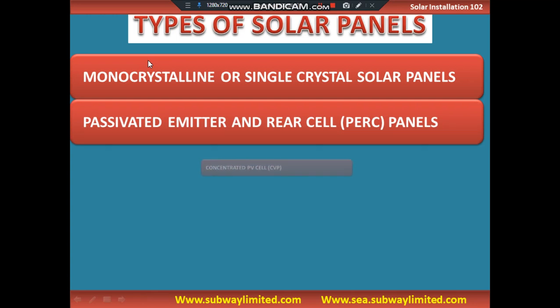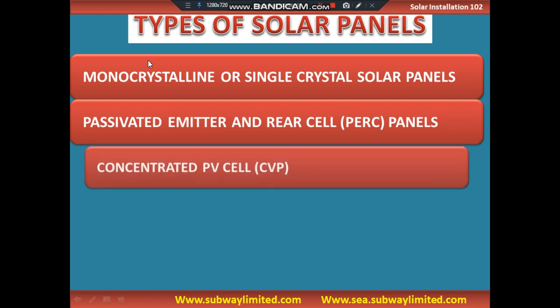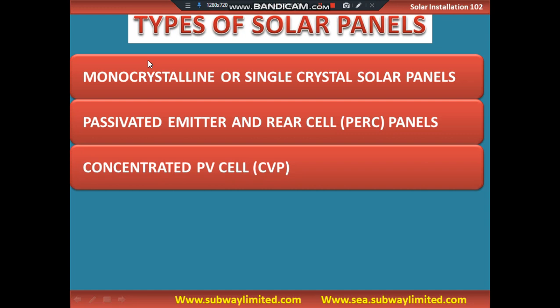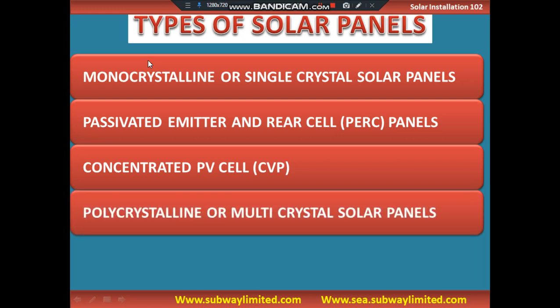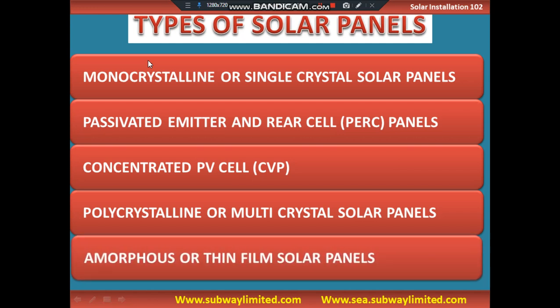And we have the CPV solar panel, that is the concentrated PV cells. We will take a look at the characteristics and why you should choose each of these solar panels for your project. And we also have the polycrystalline or the multi-crystal solar panels. And after the polycrystalline solar panels, we have the amorphous or the thin film solar panels.